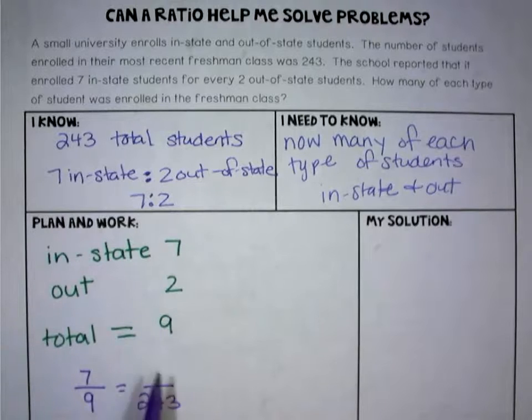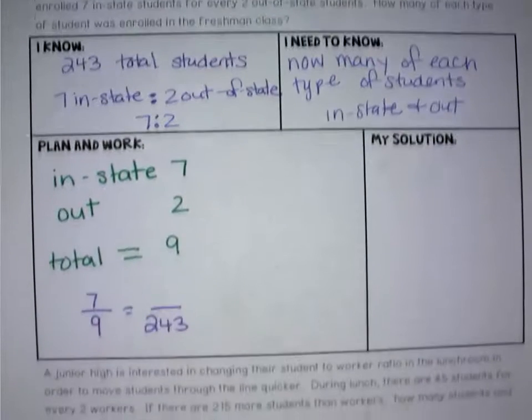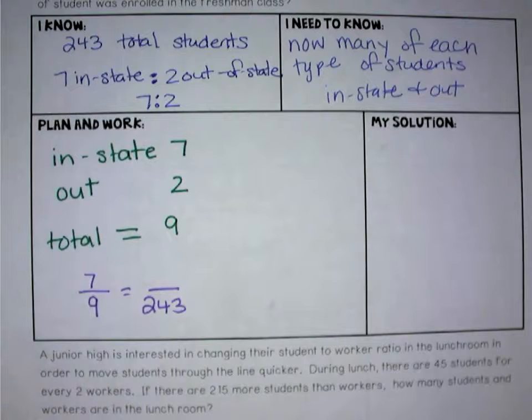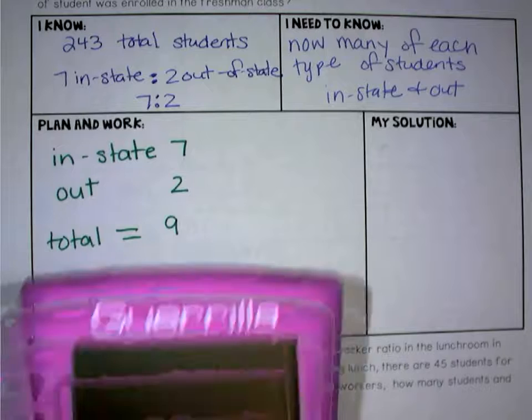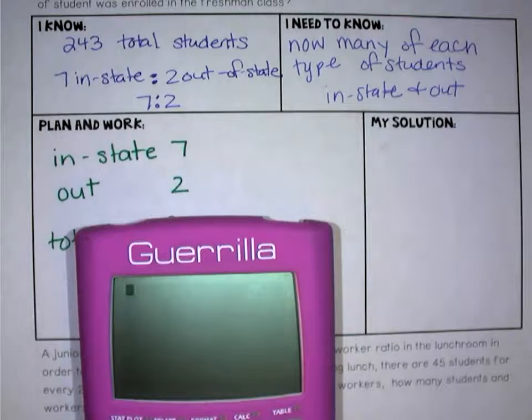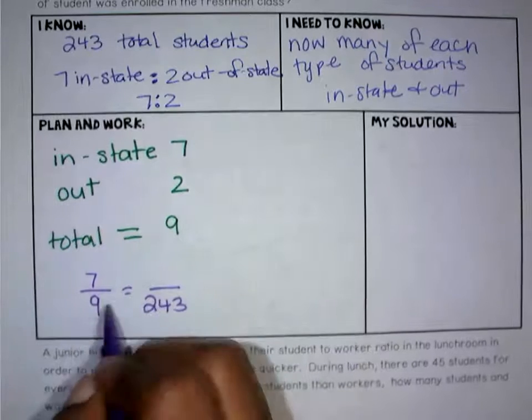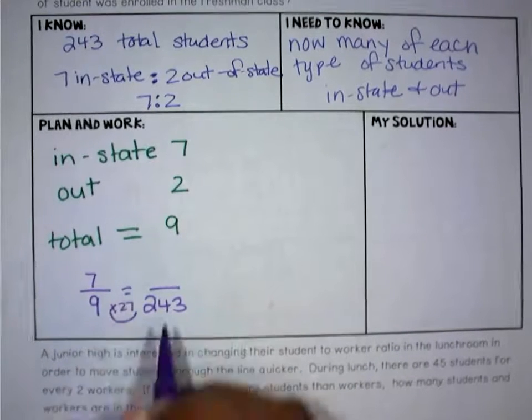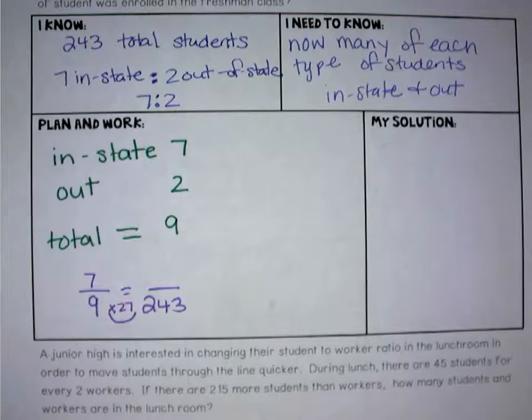So to figure this out, it's just like a fraction. Sorry, let me scoot this up. How can we go from 9 to 243? This is where you're going to get out your calculator. To figure this out, all you would have to do is type in 243 divided by 9, and that answer is 27. So from 9 to 243, you're multiplying by 27. Whatever you do to the bottom, you do to the top.